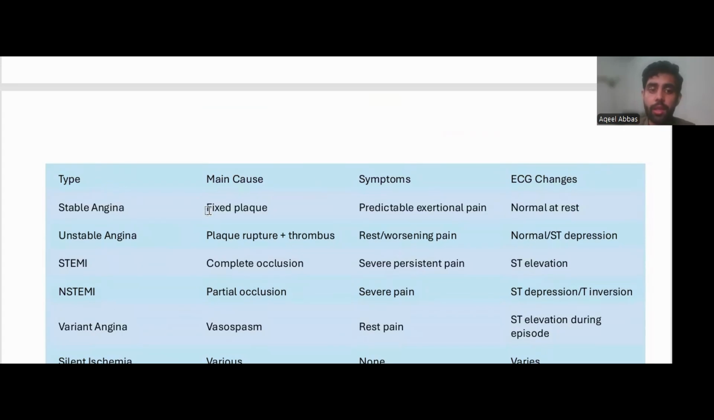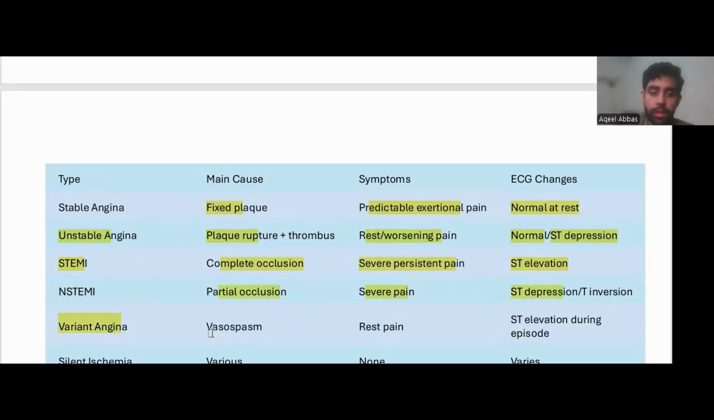So stable angina, there is fixed plaque, and there is predictable pain, and normal at rest. Okay, so ECG is normal at rest, but at acute event there would be ST segment depression. In unstable angina, the plaque ruptures, there is worsening and rest pain, and ECG may show normal. That means that symptoms have resolved, or an ST depression due to a subendocardial ischemia. In STEMI, there is complete occlusion, there is severe pain, and there is ST segment elevation. In NSTEMI, there is partial occlusion, there is severe pain, and there is ST segment depression.